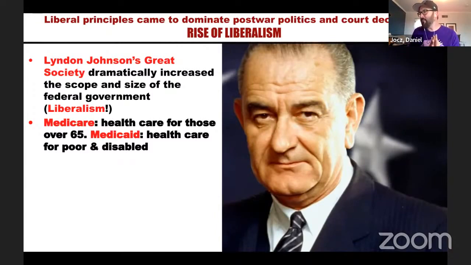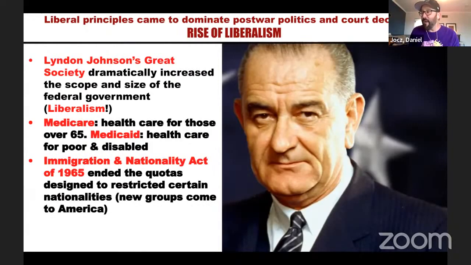And I'll just highlight a few that you may want to know about. Medicare, healthcare for those over 65, Medicaid, healthcare for the poor and disabled. And once again, in the chat, feel free to say, hey, I'm completely lost, or can you expand on that? And I'm happy to do it. So you got some programs like that.